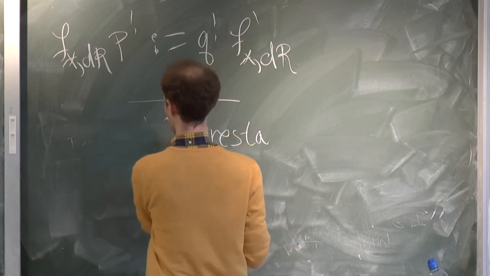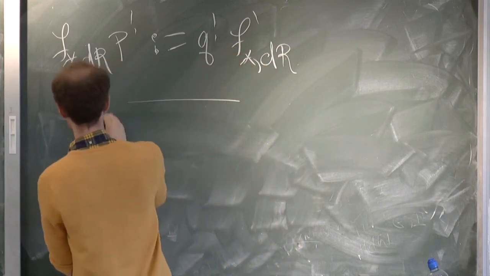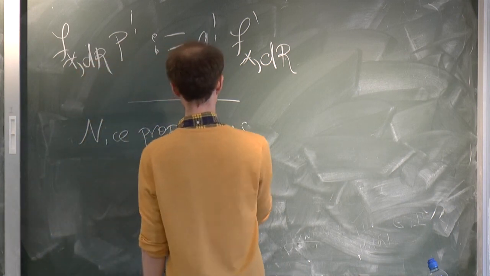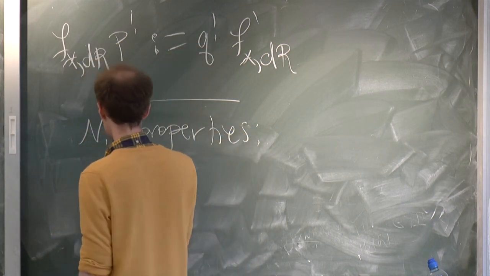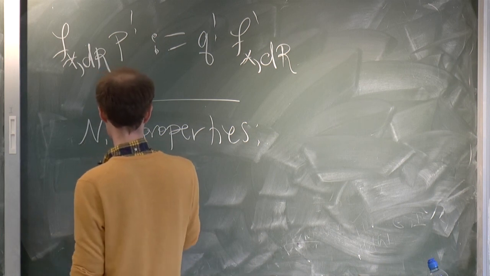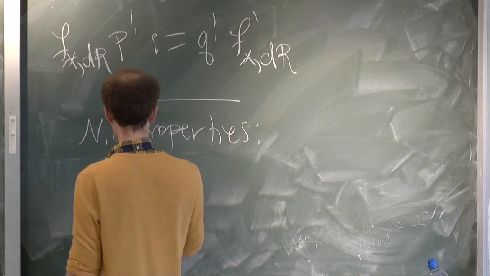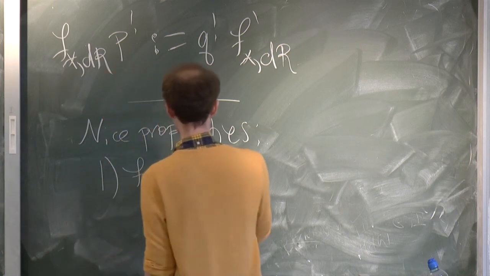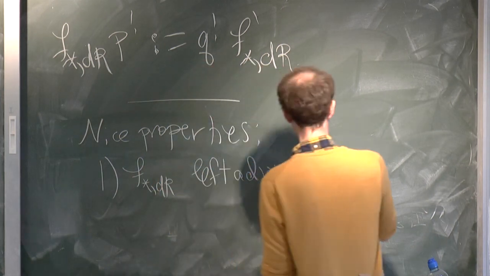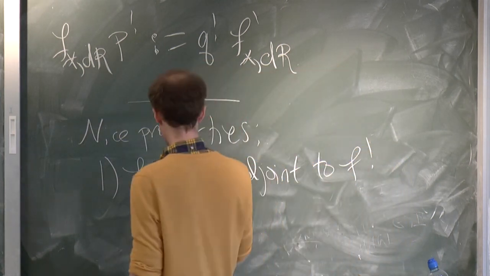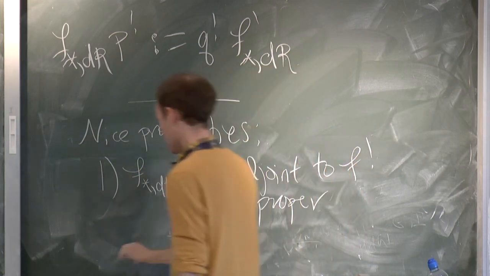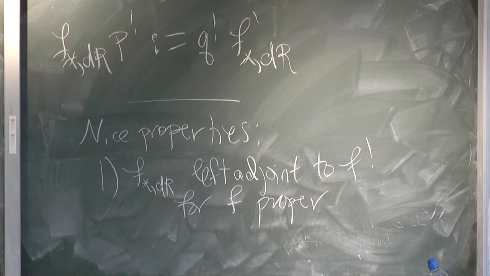oh, and actually, let me say some nice properties. One of them is that f lower star de Rham is left adjoint to f upper shriek for f proper and of finite presentation.